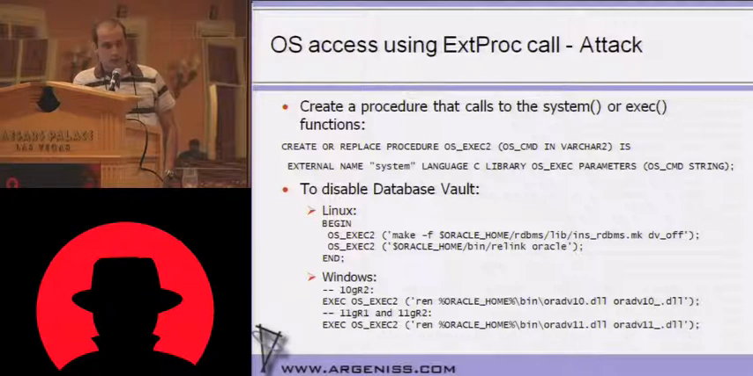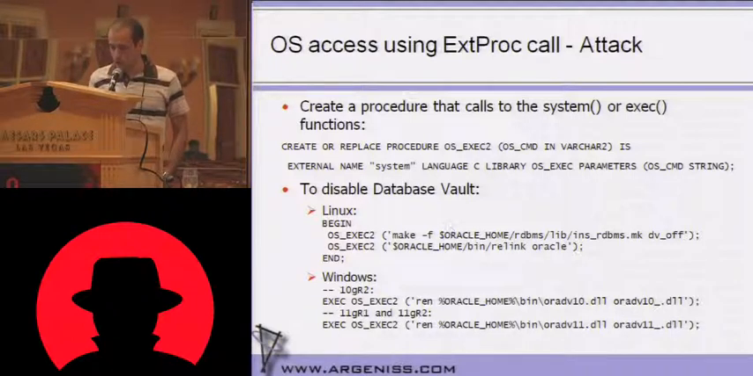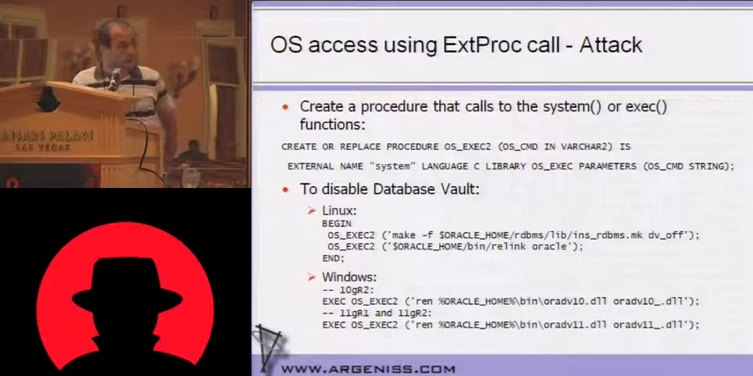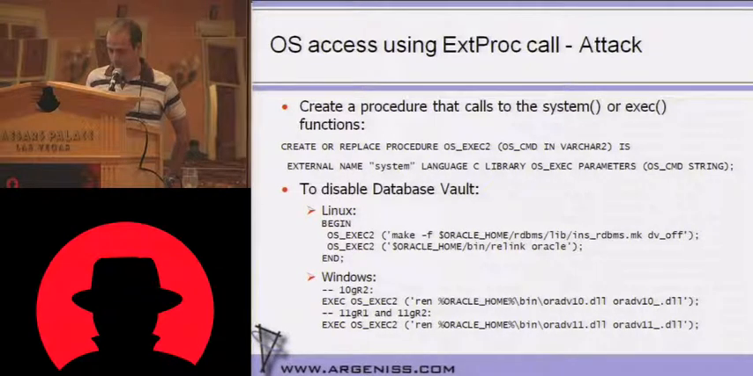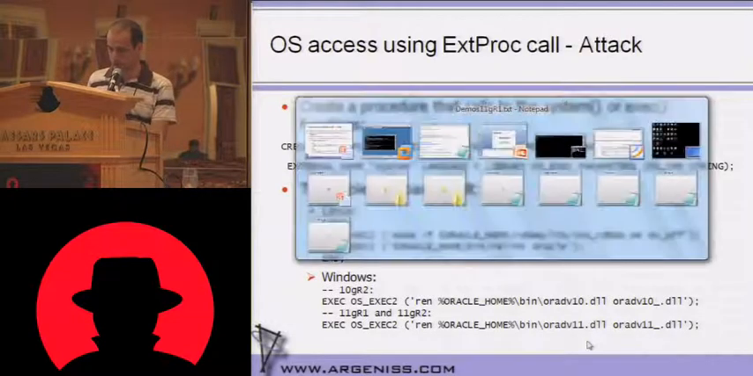So these privileges are enough to disable Database Vault. For Linux, we execute the make and relink commands, and for Windows, we rename this DLL file that, as we have seen, this is the standard method to disable Database Vault. Well, let's see an example. Let's see a demonstration.